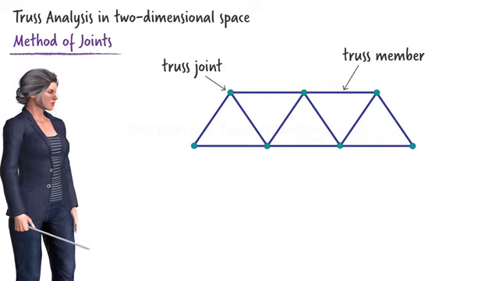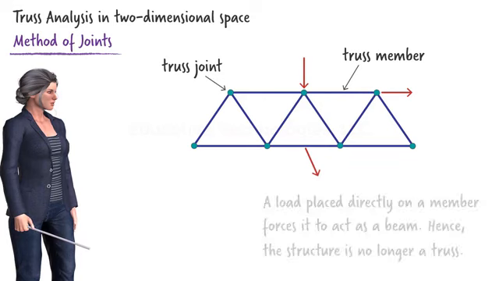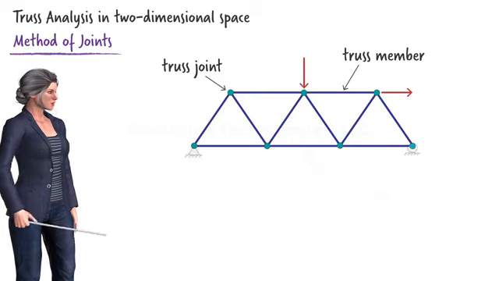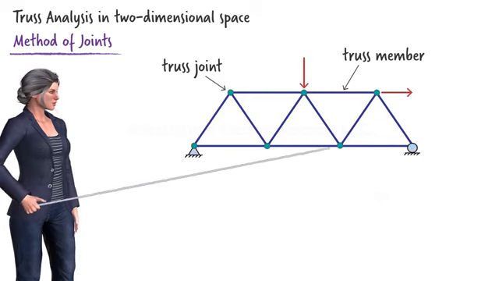A truss can carry loads that are placed at its joints only. If a load is placed directly on a member like this, then it needs to be treated as a beam, since the load causes internal shear and moment forces to develop. Such a structure can no longer be viewed as a truss. Trusses need to be properly supported using pins and rollers.